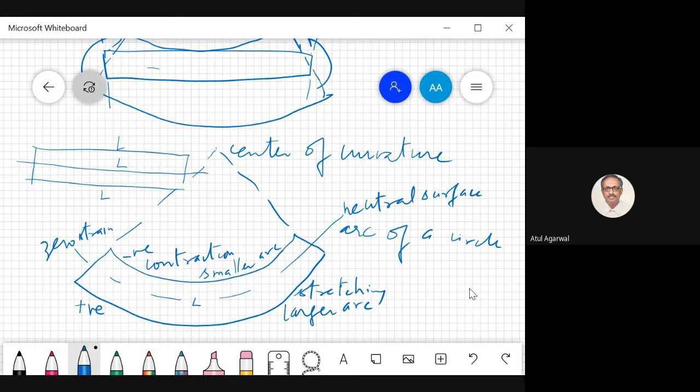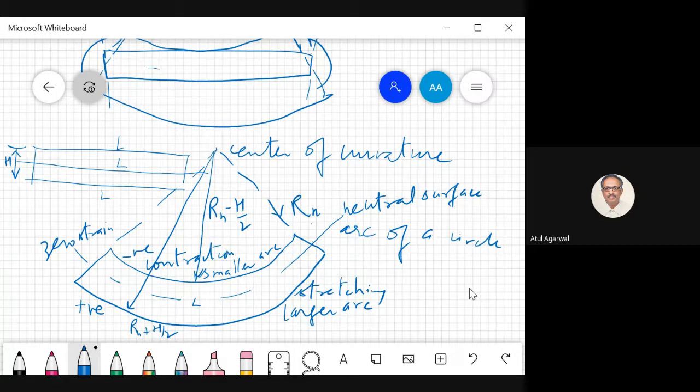You can say the radius of curvature of the neutral surface is R, or you can call it R neutral. So this becomes the radius of curvature of the neutral surface. And suppose the thickness of the beam is h. So what will be the radius of curvature of the upper surface? Rn minus h by 2. What will be the radius of curvature of the outer surface? Rn plus h by 2.